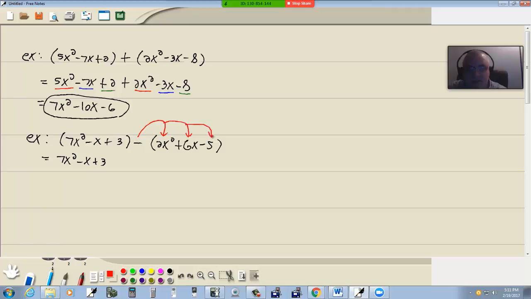Terms are separated by pluses and minuses, so there's 3 terms in here. And that's going to flip the sign of all of these. So the positive 2x squared becomes a negative 2x squared. The positive 6x becomes a negative 6x. And the negative 5 becomes a positive 5.